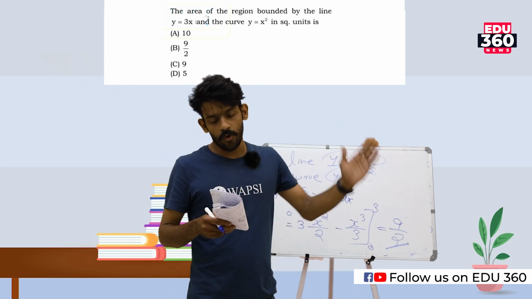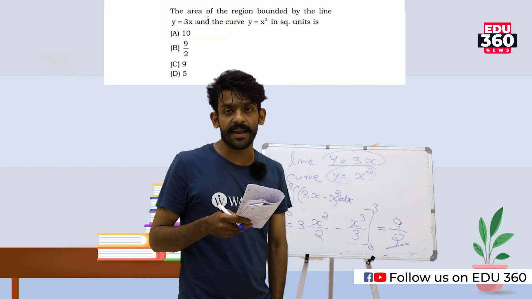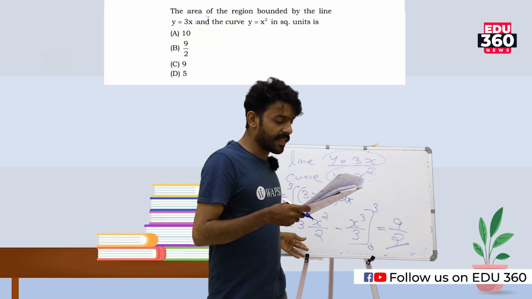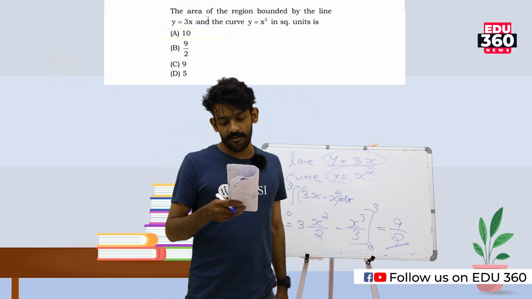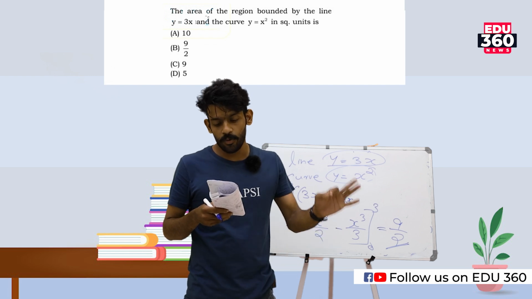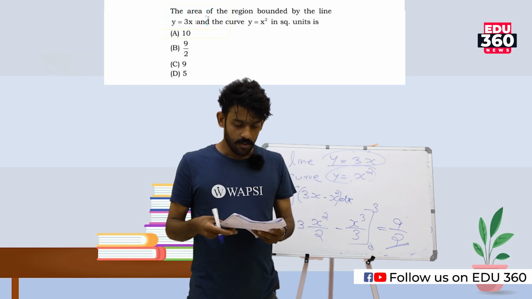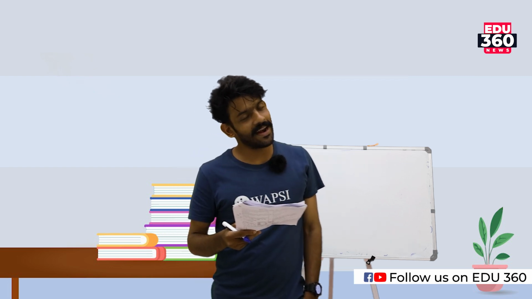Now just go through the options. While going through the options, we can see that option B is the correct answer. That means the area bounded by the line y equal to 3x and the curve y equal to x square is 9 by 2. So option B is the correct answer for this question. Okay, we can move on to our next question.